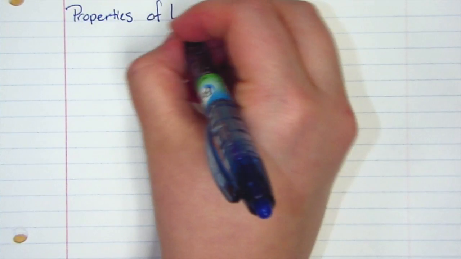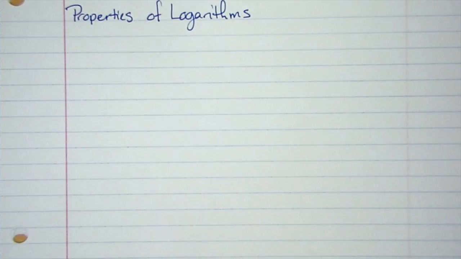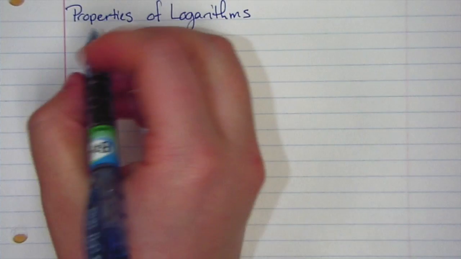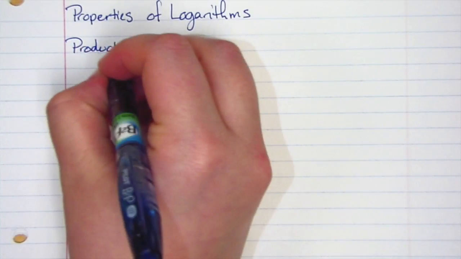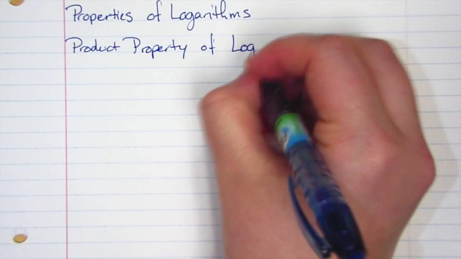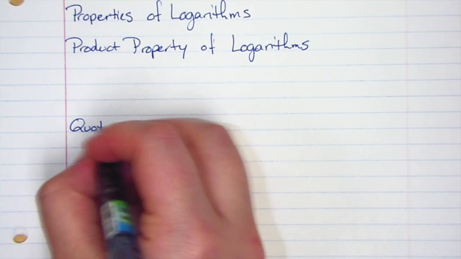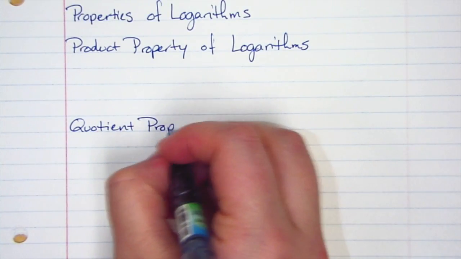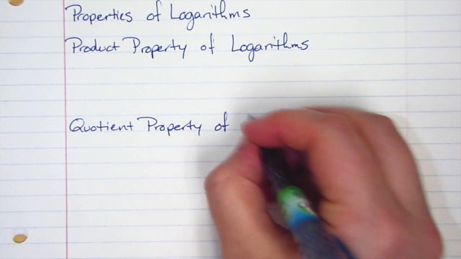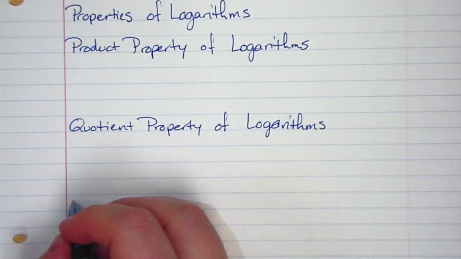This is going to be just a very short summary of the properties of logarithms that we talked about. There are three properties of logarithms: product property, the quotient property, and the power property.